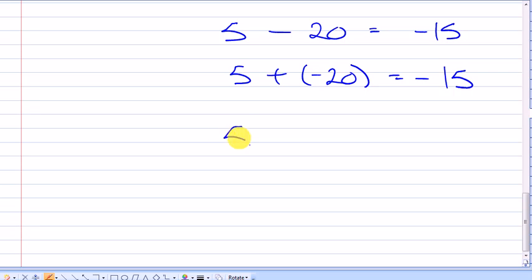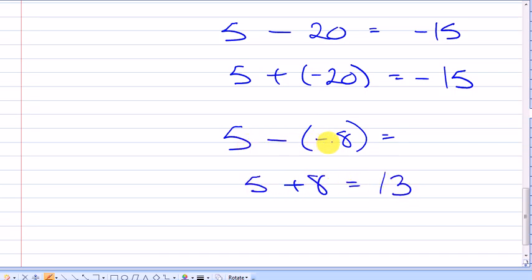Now, when we have examples where there are two negative signs or two minus signs, like we have 5 minus a -8, I do the same thing. In this case, two minus signs become one plus sign. So 5 minus a -8 is the equivalent of 5 plus 8. Okay, notice this minus minus becomes plus. So 5 plus 8 is just 13. So 5 minus a -8 is also 13.